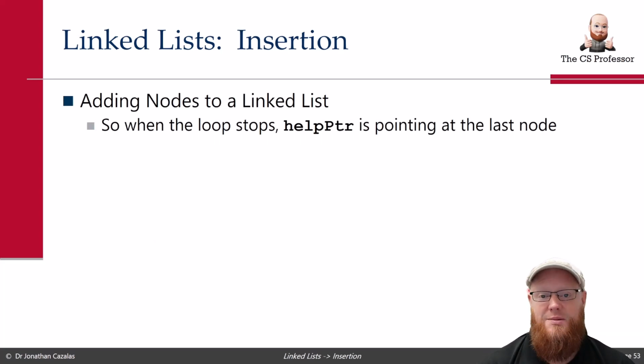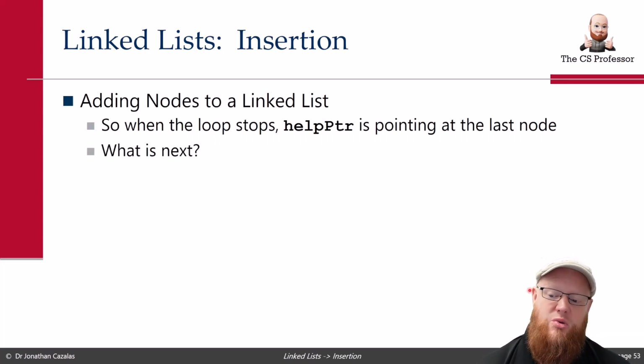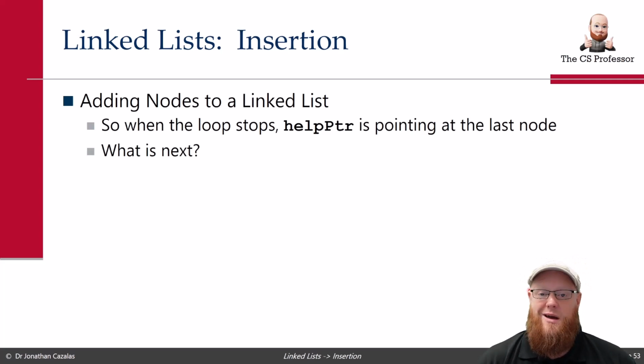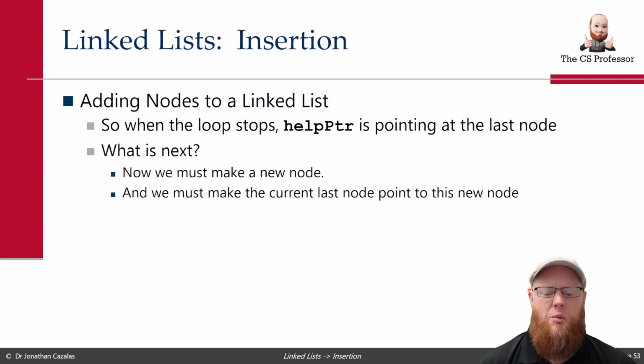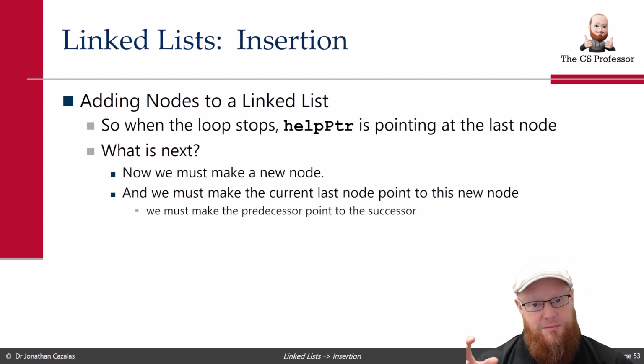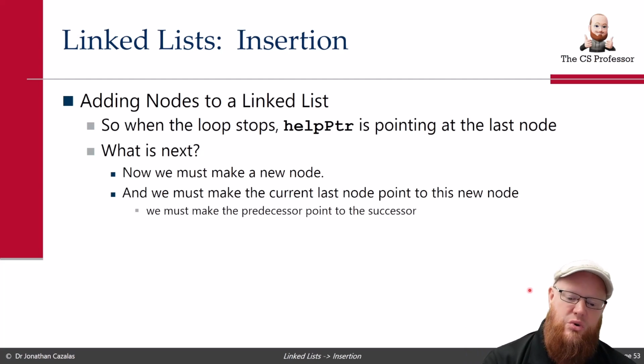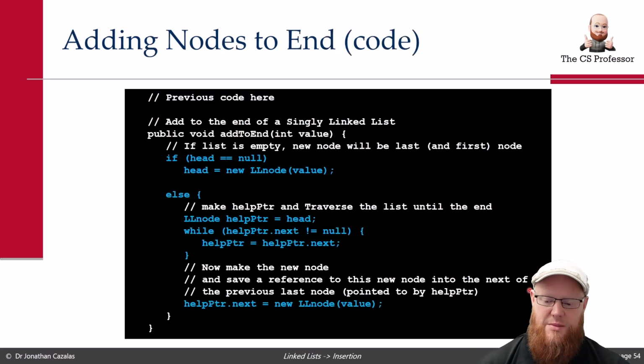When that loop stops, help pointer is going to be pointing to that last node. What do we do now? We have to make the connections happen, right? We have to make a new node, and we need to make that last node, the predecessor, point to this new node. And here's the code to make that happen.